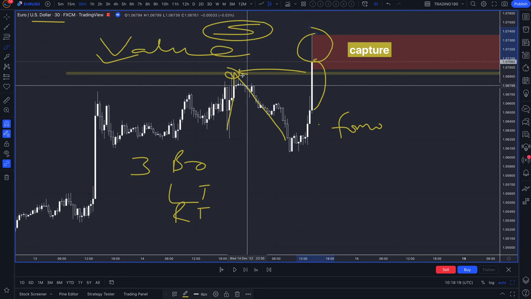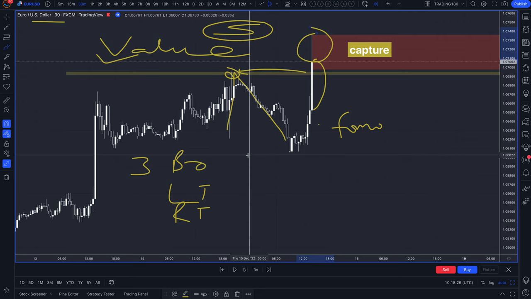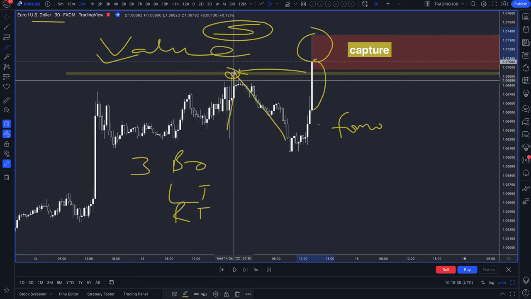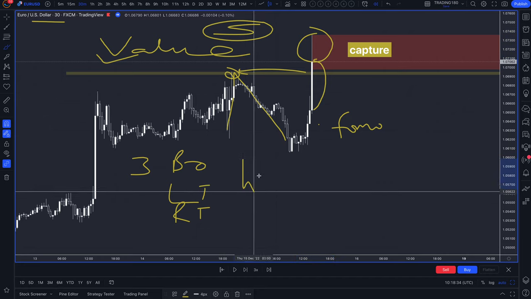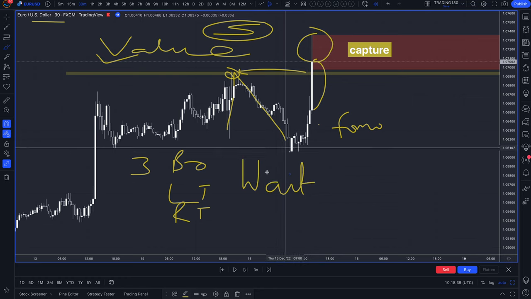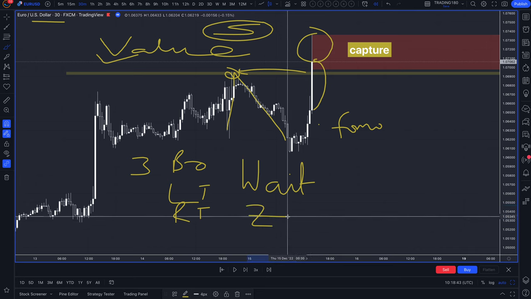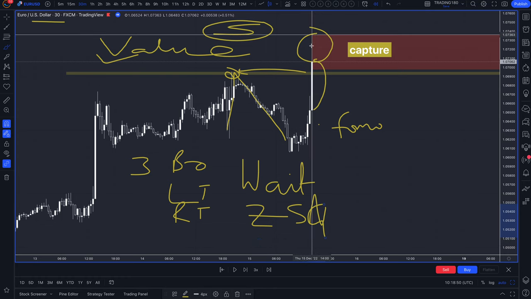So what we have to do as traders, the capture pain relief strategy, and this is just one of them, is understand that we need to sit on our hands, right? Wait. Waiting is important because if we understand that the market is a zero-sum game, meaning for someone to win, someone else has to lose.